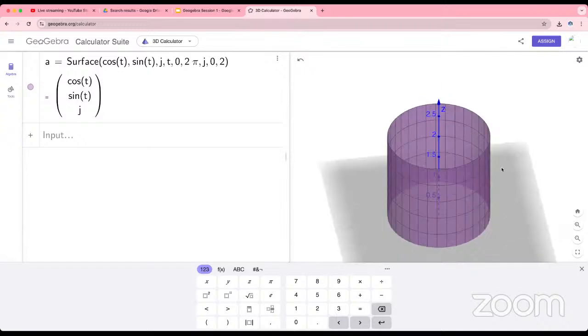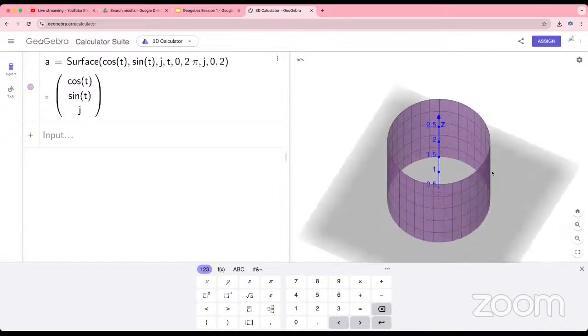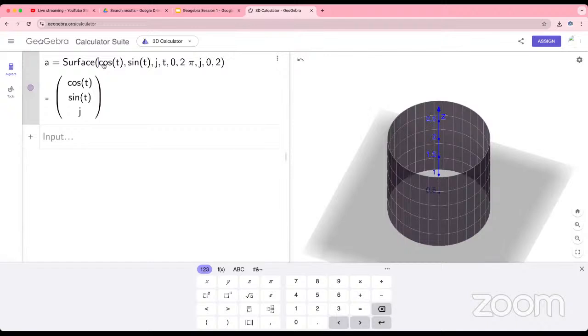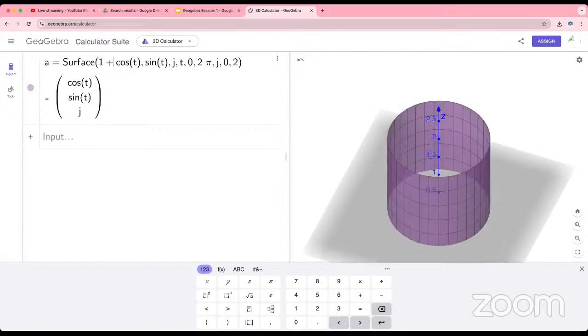Now, if I wanted to change the radius of this particular cylinder, can anybody tell me what I should do? Let's say 1 plus cos t, 1 plus sin t, we can take. 1 plus cos, 1 plus sin. If I do so, now you'll see that the cylinder will be displaced.